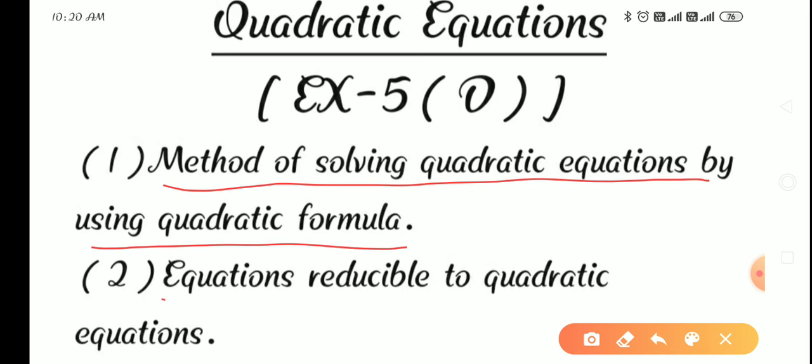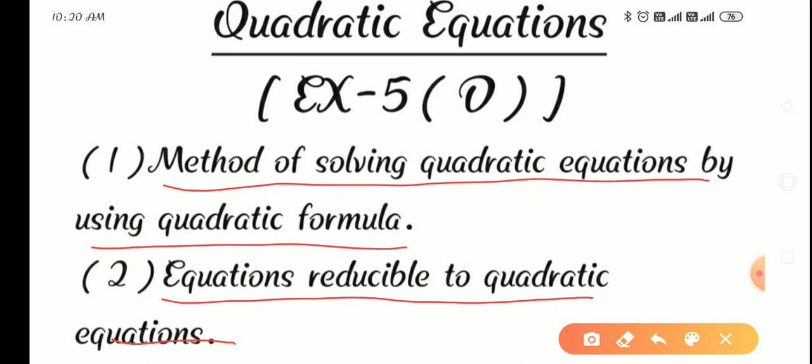Second point, equations reducible to quadratic equations, meaning some equations are not directly in the form of quadratic equations. You can reduce those equations to the standard form of quadratic equations. So these 2 points I will explain through some questions of exercise 5D.